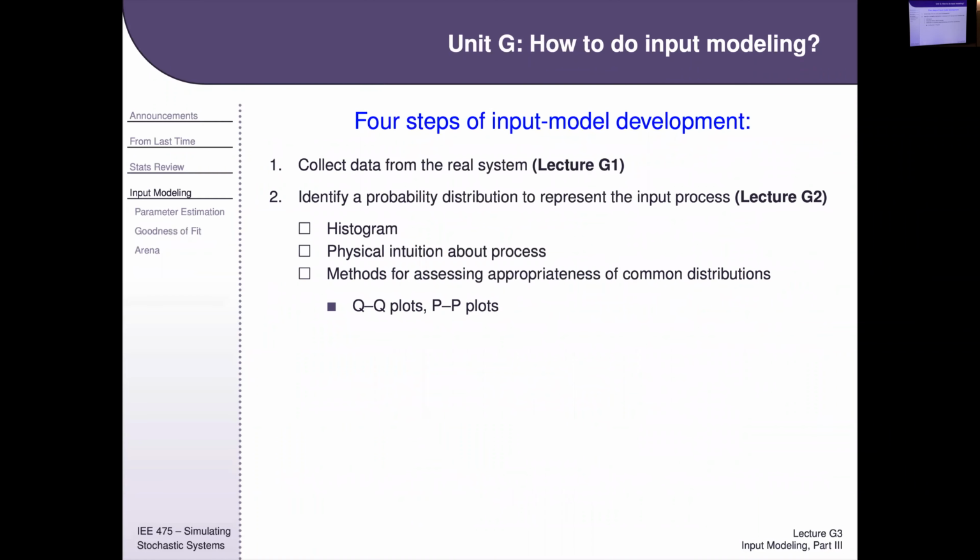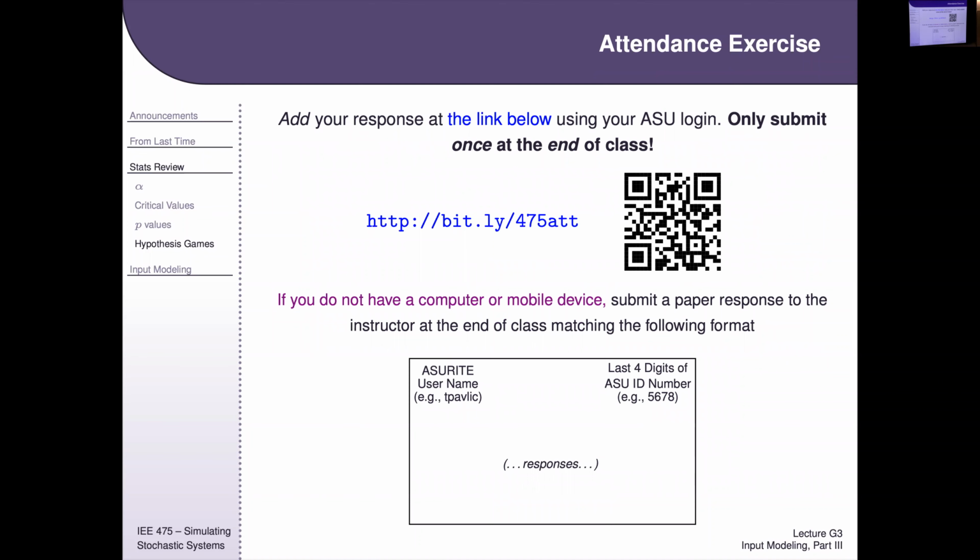Okay, all right, so maybe we'll do a quick second attendance exercise. And the question here, I'll say, is: if a statistical test always rejects a null hypothesis, regardless of data, does it have a high alpha or a low alpha?